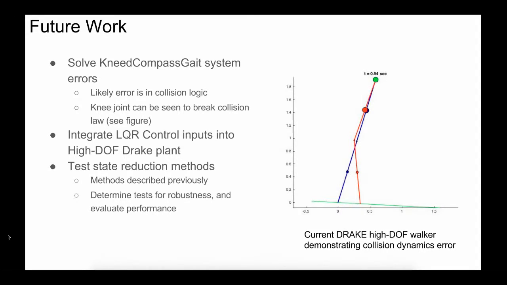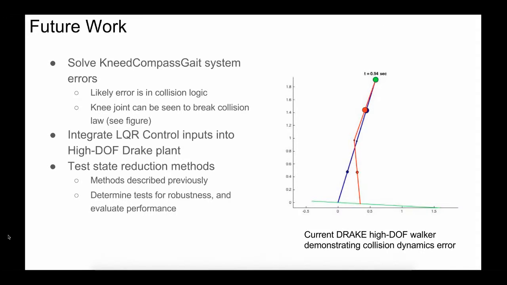So, moving on to future work, we do need to solve the knee compass gait system errors. Currently our knee compass gait system, which we created custom in Drake, has some issues, including what can be seen here on the right. There's some collision logic that's not making sense, given that you can see the knee goes past the mandated collision state into a positive angle value. And at that point, we're not following the exact laws that we should be mandating for our knee compass walker.